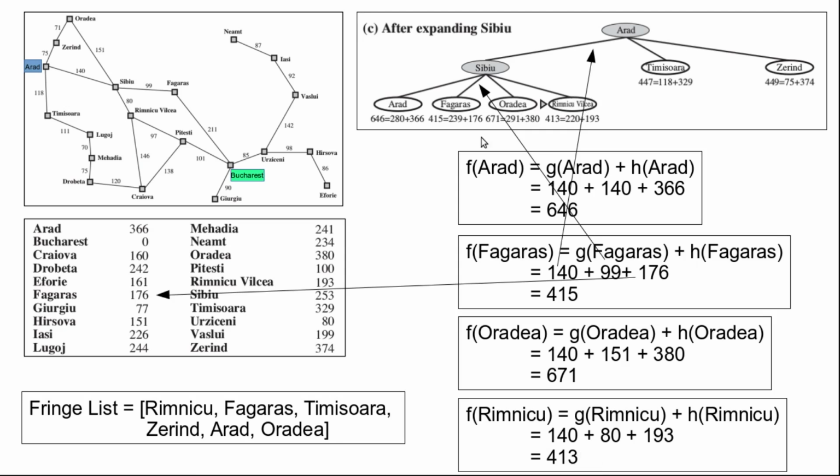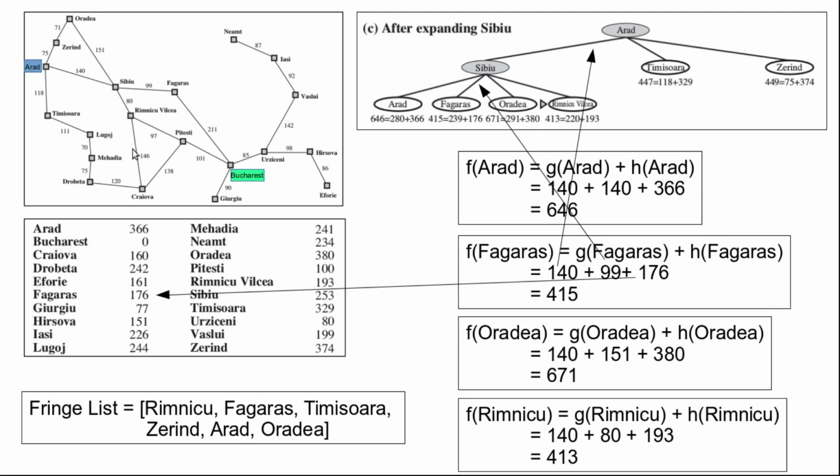So now we have 6 nodes in the fringe list, 4 nodes which have been newly generated, and 2 nodes from the previous step. Among these 6 nodes, whichever has the lowest F value would be put into the front of the fringe list. As you can see, here it is 447, here it is 449, here it is 646, here it is 415, here it is 671 and here it is 413. So Rimniku has the lowest F value and hence will be at the front of the fringe list. It also means that Rimniku would be selected for expansion next.